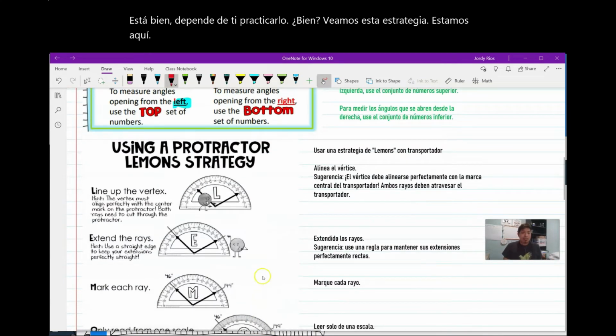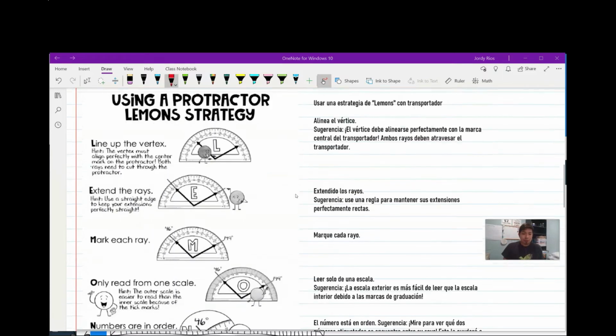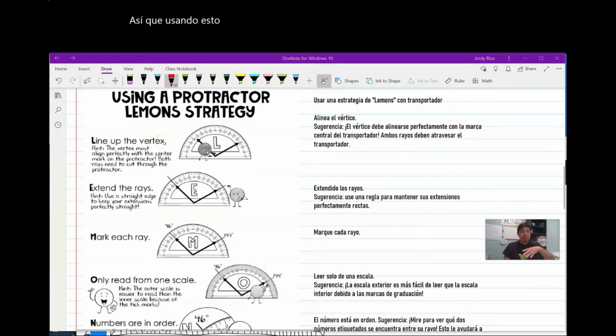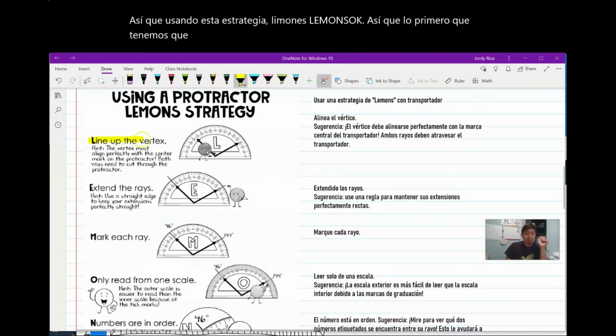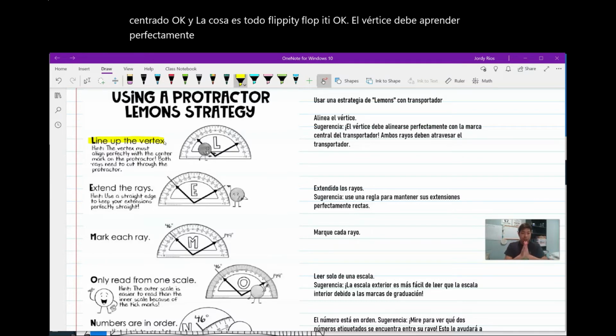All right, use a protractor lemon strategy. Using this strategy, lemons, L-E-M-O-N-S. The first thing that we need to do is line up the vertex. Always important. Put that vertex in the circle so that everything is centered and nothing's all flippity floppity. The vertex must align perfectly with the center mark of the protractor.